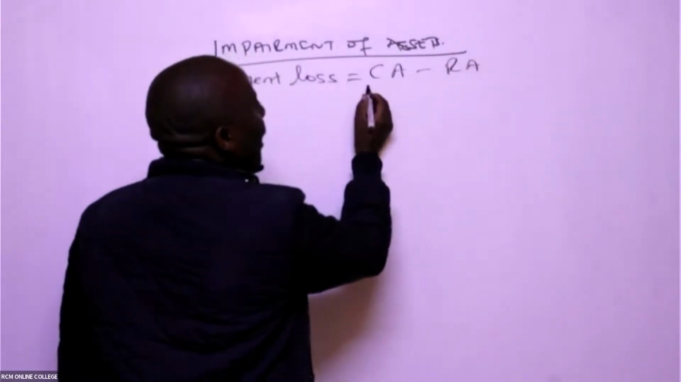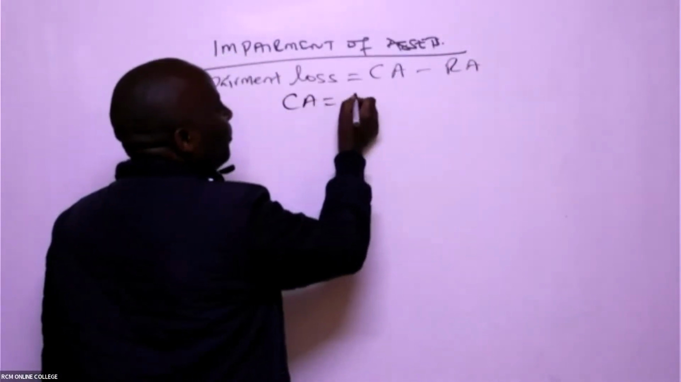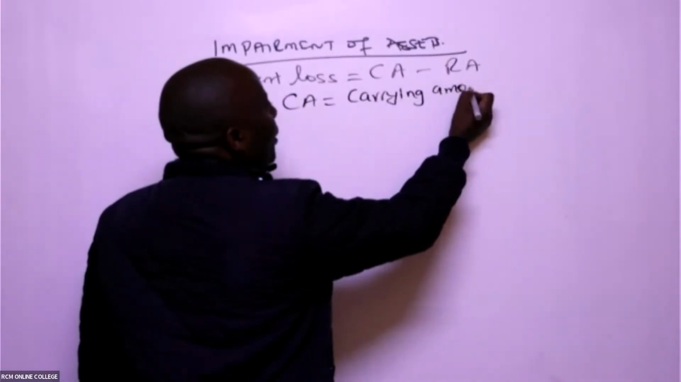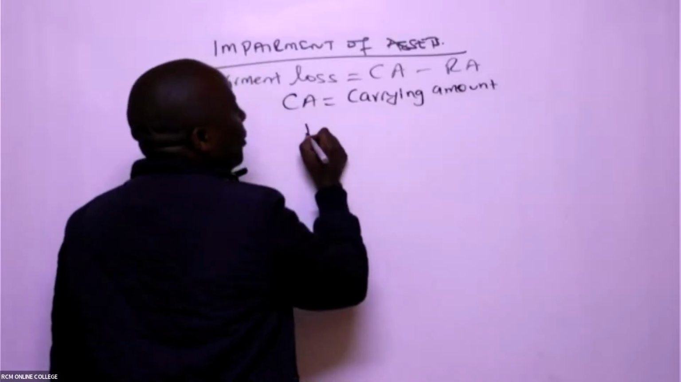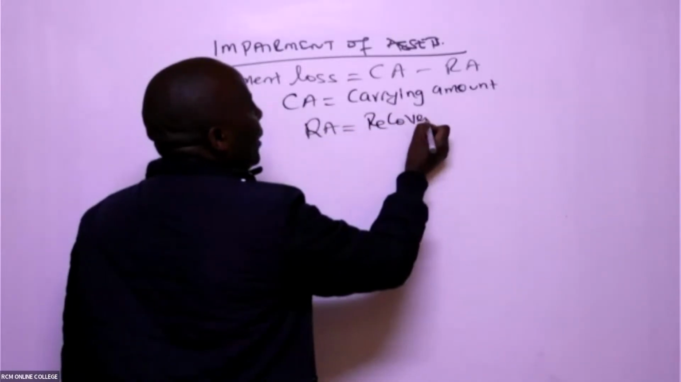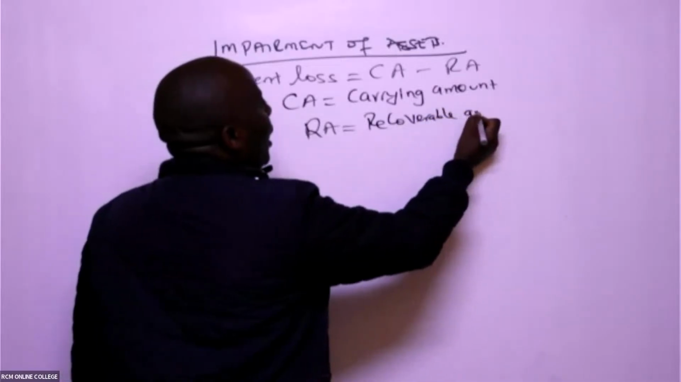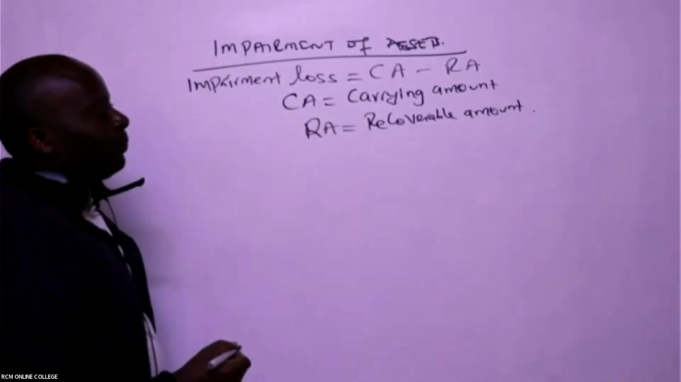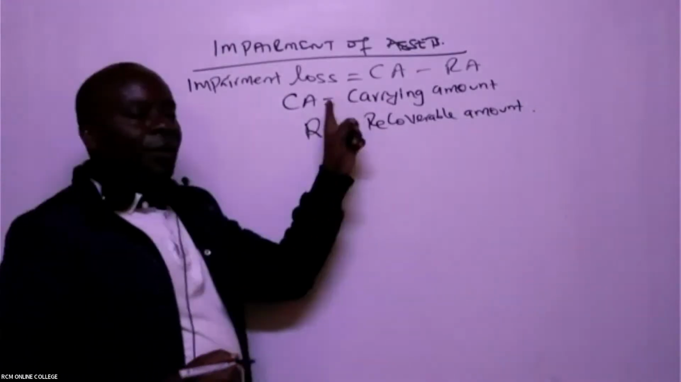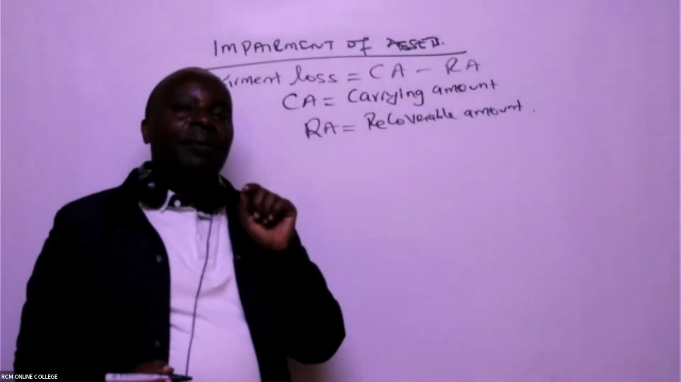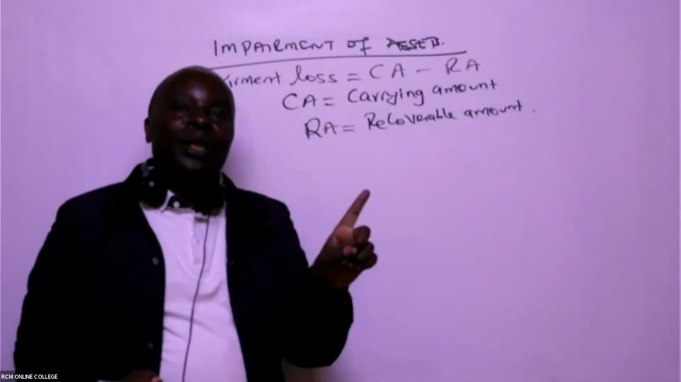So remember, CAR stands for carrying amount, and RA stands for what we call recoverable amount. Remember, carrying amount is also known as net book value. By the time you're getting the carrying amount, we have already subtracted depreciation.